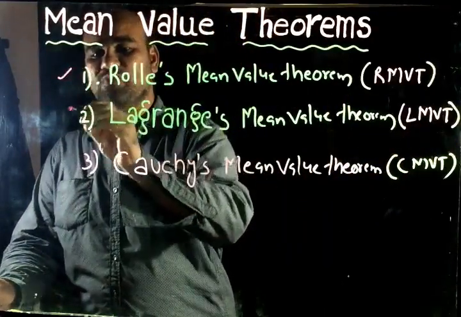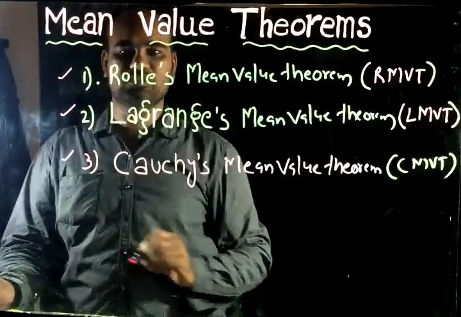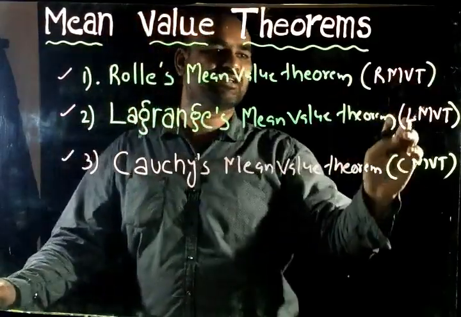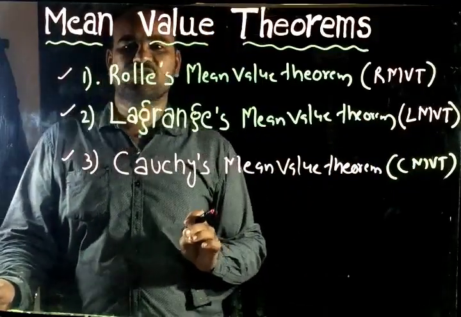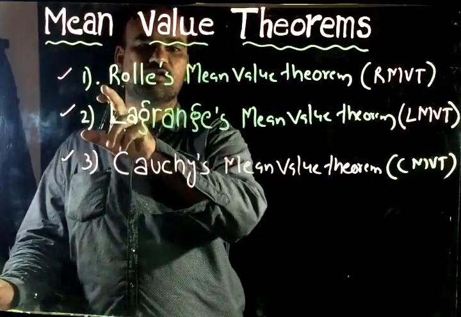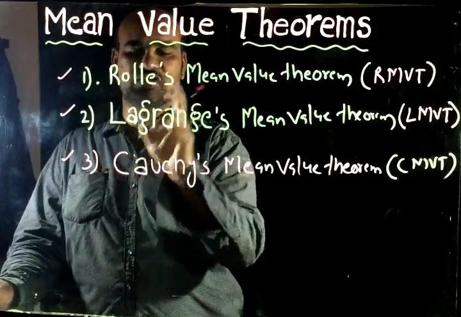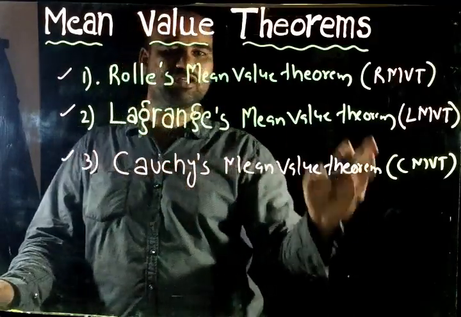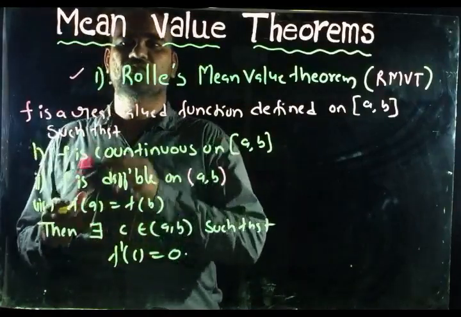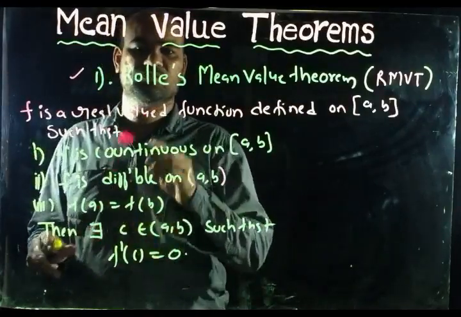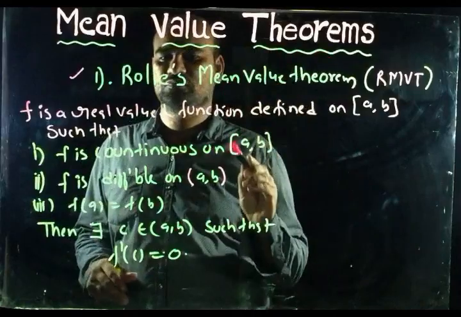These three are important for us: RMVT, LMVT, CMVT. So I will explain one by one. First, Rolle's mean value theorem, then the Lagrange mean value theorem, and then Cauchy's mean value theorem. Okay, the first mean value theorem, Rolle's mean value theorem.